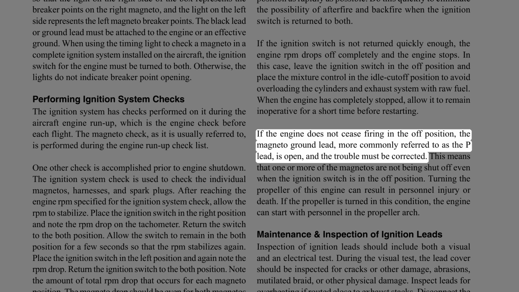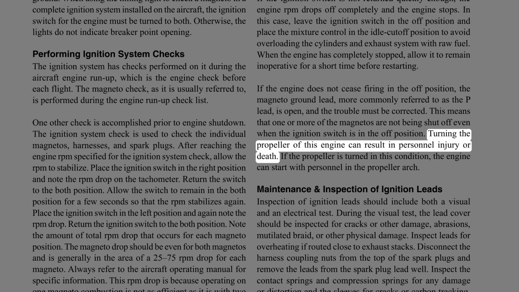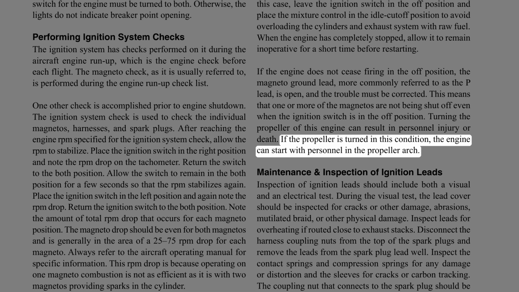If the engine does not cease firing in the off position, the magneto ground lead, more commonly referred to as the P lead, is open, and the trouble must be corrected. This means that one or more of the magnetos are not being shut off even when the ignition switch is in the off position. Turning the propeller of this engine can result in personnel injury or death. If the propeller is turned in this condition, the engine can start with personnel in the propeller arch.